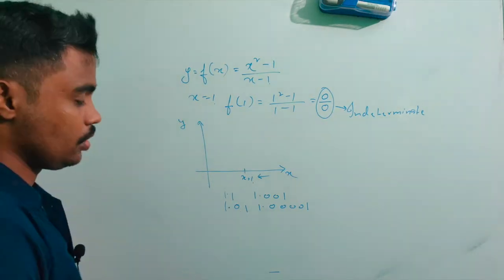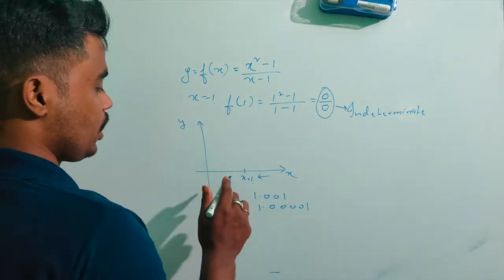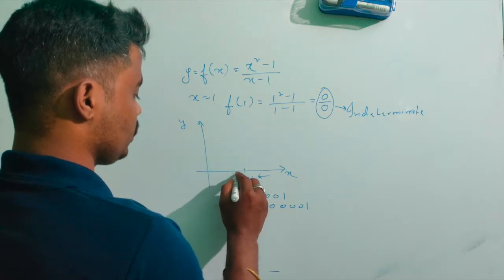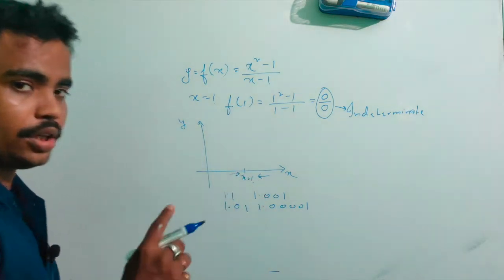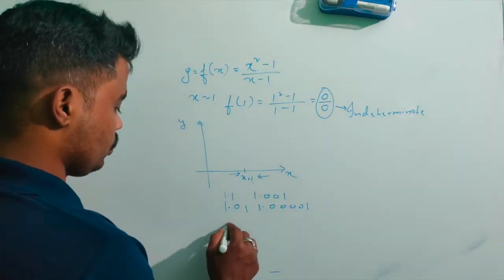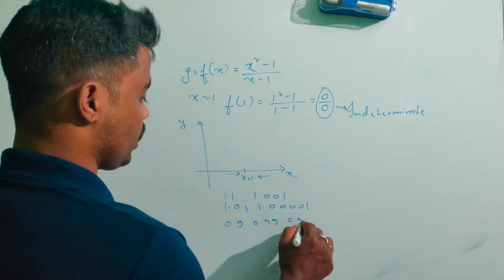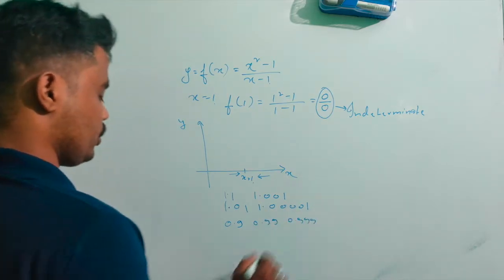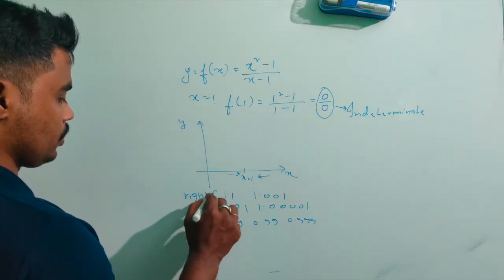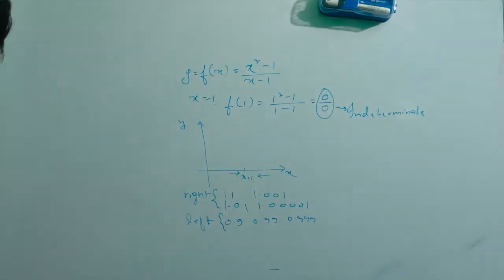Another thing, we can choose the value of x also from the left side of 1, that is the value of x which is lesser than 1 but still very close to 1, but from the left side. Say we can choose 0.9, then 0.99, then 0.9999, and so on. So these are the values from the right side of 1. These are the values from the left side of 1.